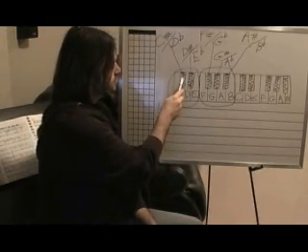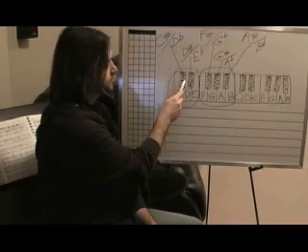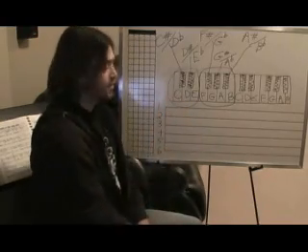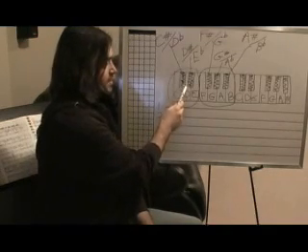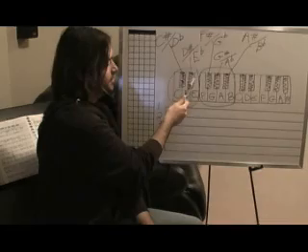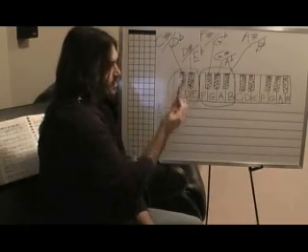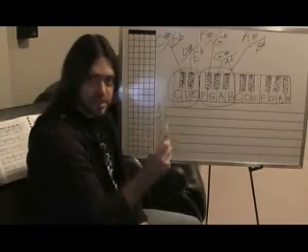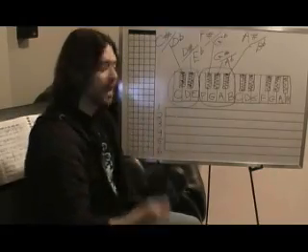So, C to C sharp, or D flat, same note, but C to C sharp is a half step or a semitone. C sharp to D, that's another half step. D to D sharp, half step. D sharp or E flat to E, half step. So I think you're getting the idea there. The smallest step you can take from one key to the next is a half step.